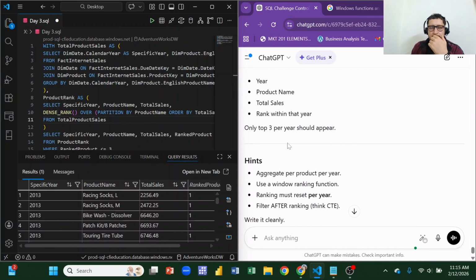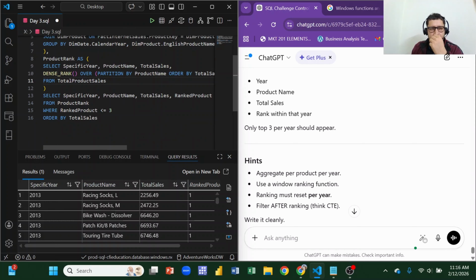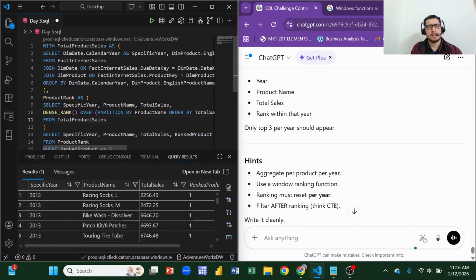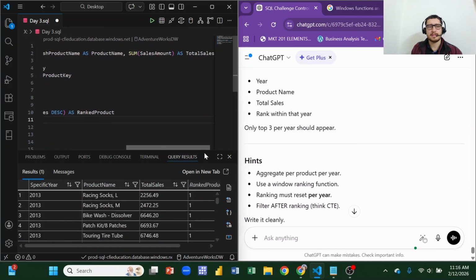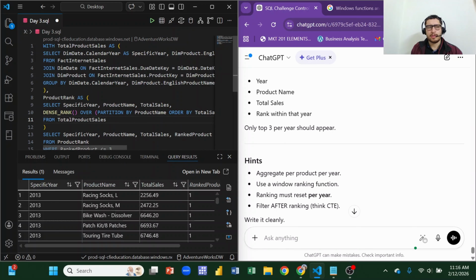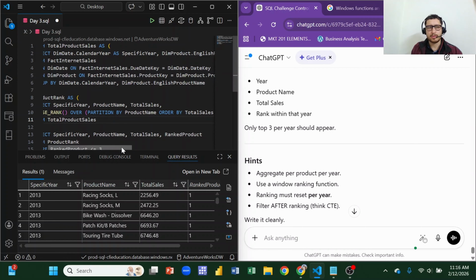I knew after reading the question that I had 3 steps to follow. First was the aggregate of all the products' total sales, then the window function, and after that I had to apply the filter. With that out of the way, I moved forward with creating my first CTE, which was the total product sales. I selected the calendar year as my specific year, then the English product name as product name, and the sales amount as total sales. Then I joined the respective dimension tables onto the fact table and also grouped them.